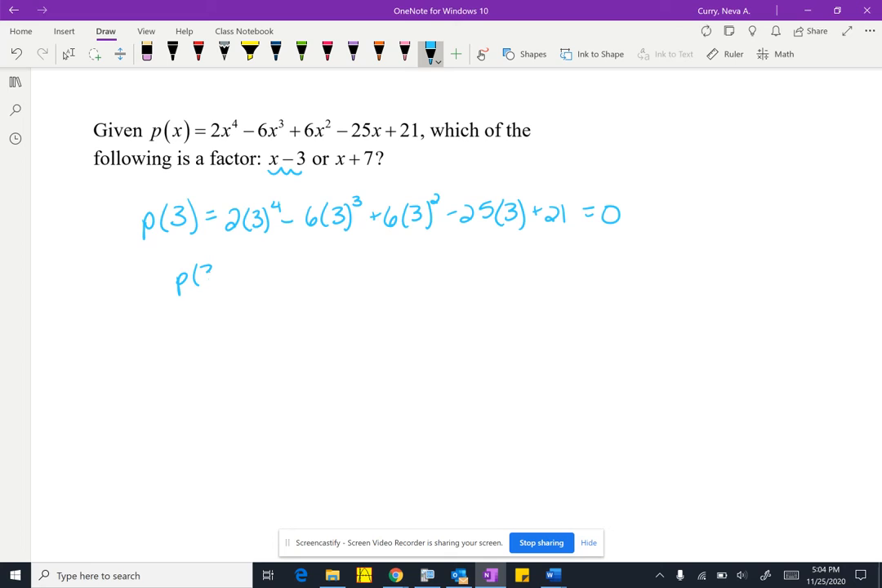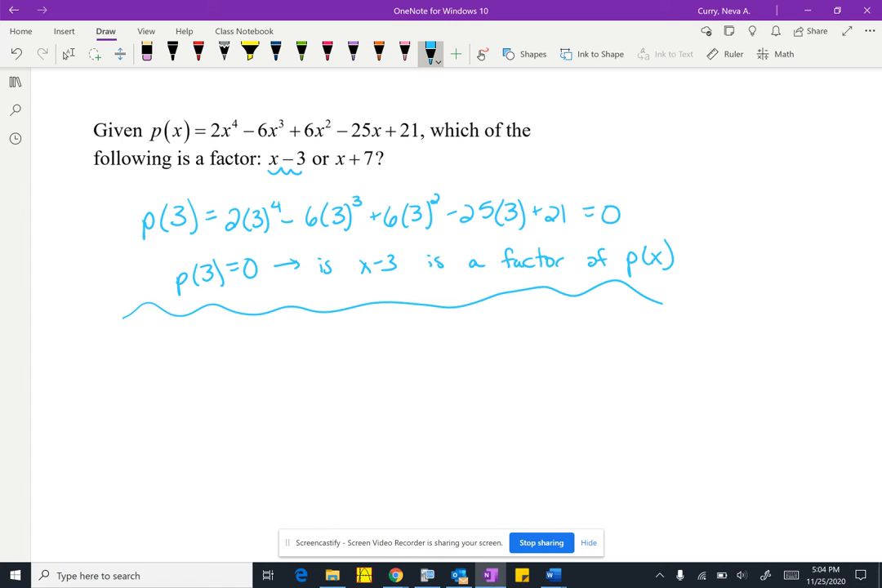Since if you have P of 3 equaling 0, what this means is x minus 3 is a factor of P of x. If we'd gotten a different number out, that would be the remainder, which would mean that it doesn't divide in evenly. It leaves something left over. So getting this remainder of 0, or this output of 0, tells us that this is a factor. We're going to try it also for the x plus 7, because maybe it is a factor too.